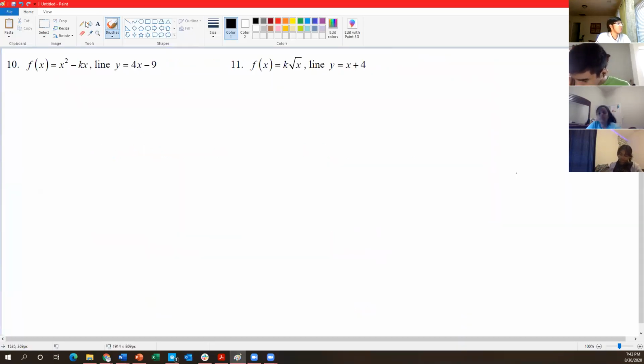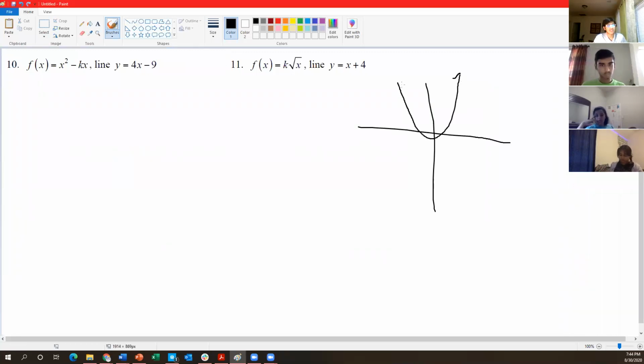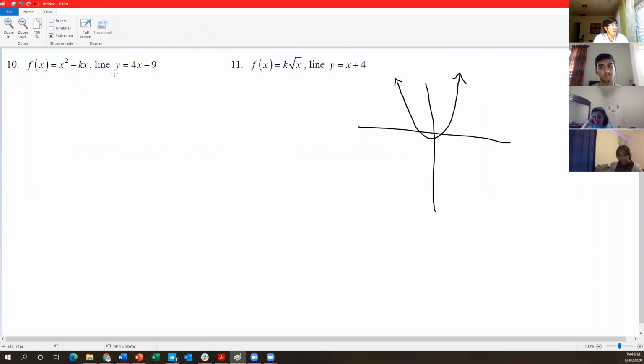Okay, so for the first one, let's look at number 10 real quick. We have x squared minus kx, which is going to look something like this. I don't know where it's going to cross. It's going to look like a quadratic function, a parabola. And we want it to be tangent to y equals 4x minus 9, which might look something like this. So first of all, we need to figure out where this is tangent.